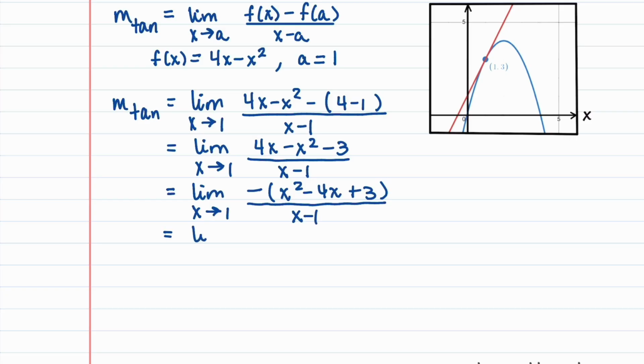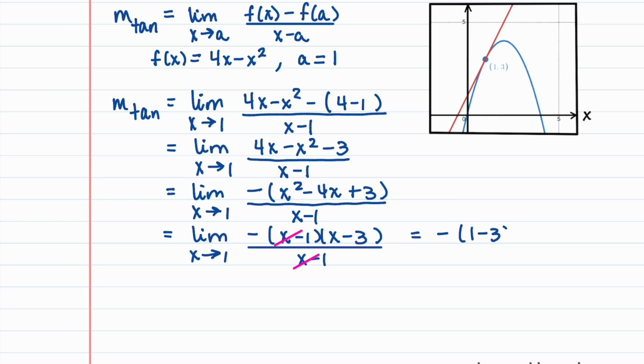Now let's go ahead and factor our numerator. This is minus x minus 1, x minus 3, all divided by x minus 1. This is nice. You can see that the x minus 1 terms are going to cancel, and we can go ahead and substitute in that x is going to 1. So this is a minus 1 minus 3. So that's minus a negative 2, and we get a value of 2. This tells us that the slope of our tangent line is equal to 2.